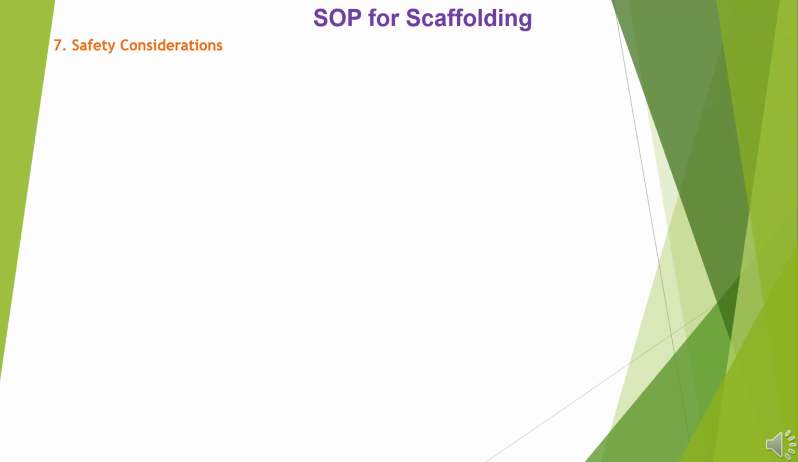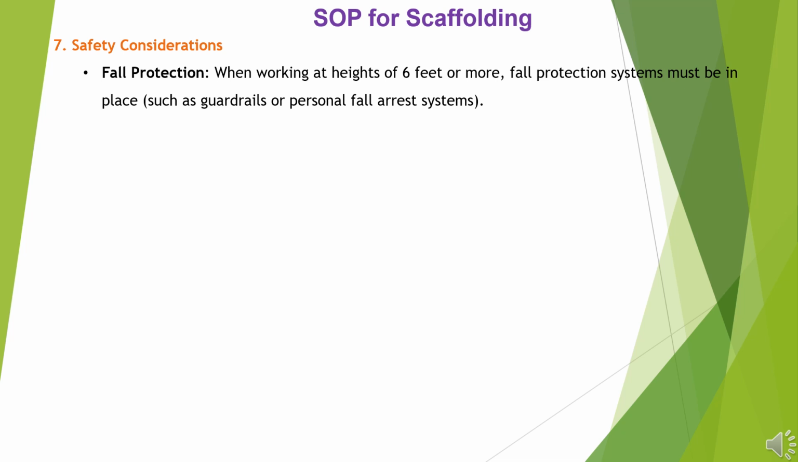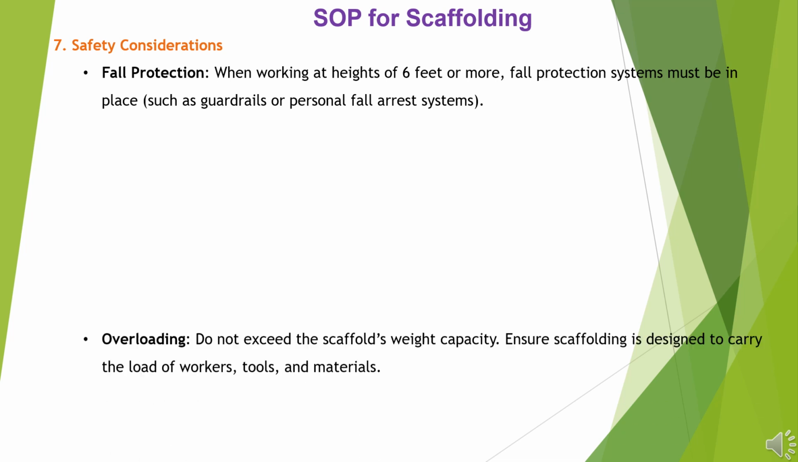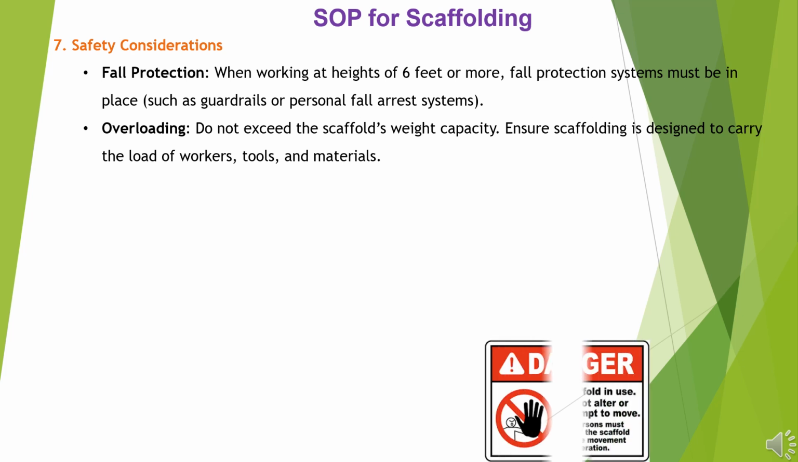7. Safety considerations. Fall protection: When working at heights of 6 feet or more, fall protection systems must be in place, such as guardrails or personal fall arrest systems. Overloading: Do not exceed the scaffold's weight capacity. Ensure scaffolding is designed to carry the load of workers, tools, and materials.